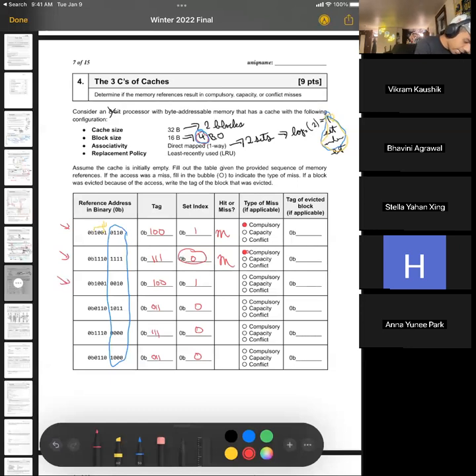So then moving on to this third access. We're going to look inside set index 1, and we're going to see if we have this tag 100. And it turns out we do, and we haven't evicted it. And so that means this is going to be a hit. And if we have a hit, then we don't need to fill out the next 2 boxes.